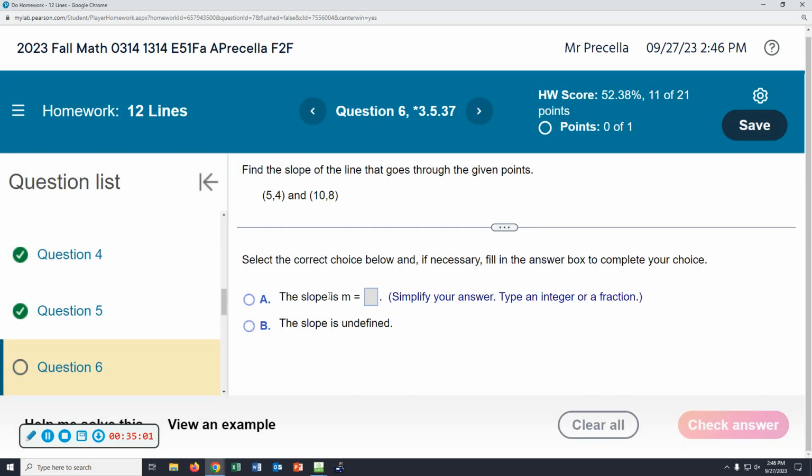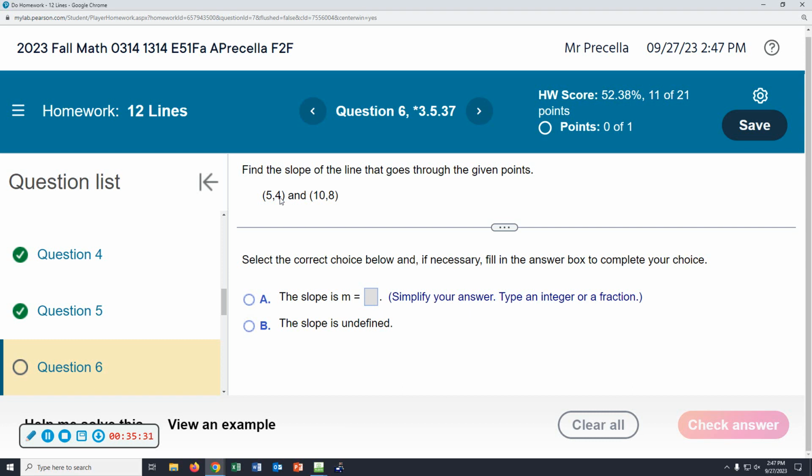Now, looking at number 6, they're giving you ordered pairs, and you could just graph it, and then start counting rise over run. But eventually, that's going to get tedious. Suppose instead of the point 5, 4, you had the point 57, 423. I don't think you'd want to plot those points and then count rise over run.